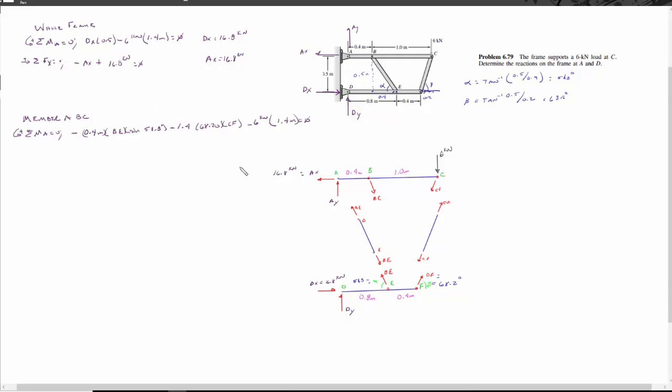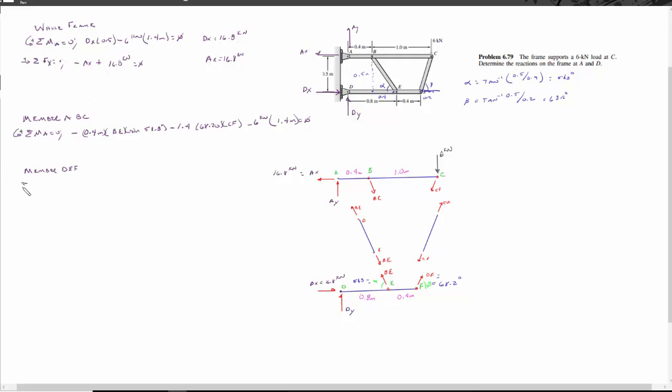Now I'm going to sum my moment at another point. If I come down here and sum my moment about point D, I look at member DEF. Remember, I'm trying to find two equations with the same two unknowns. If I sum my moment about point A, I get BE and CF. If I do the same thing here, I'll get the same two unknowns, and I could use two equations and two unknowns to solve for them.